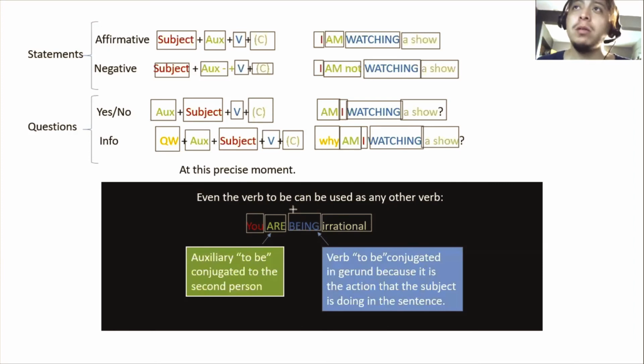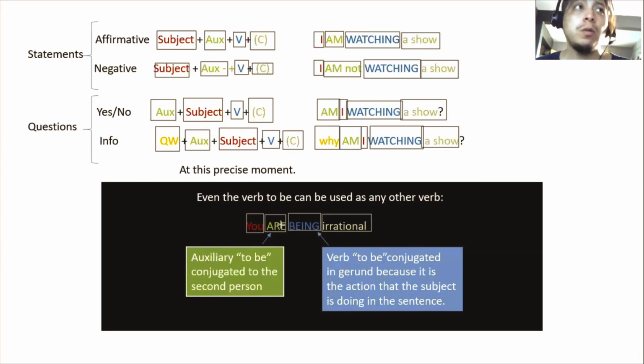El verbo to be para el presente continuo o el presente progresivo es como cualquier otro verbo. No hay ninguna cosa que lo haga especial. En el presente simple y en el pasado simple sí era otra cosa. En el futuro ya nos dimos cuenta que el verbo to be es como cualquier otro verbo. En el presente continuo o presente progresivo es como cualquier otro verbo.